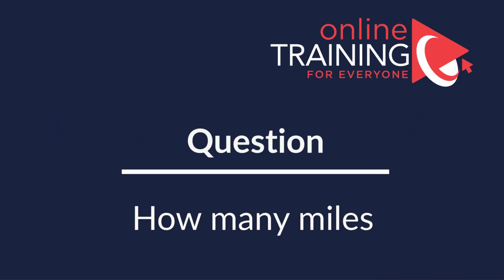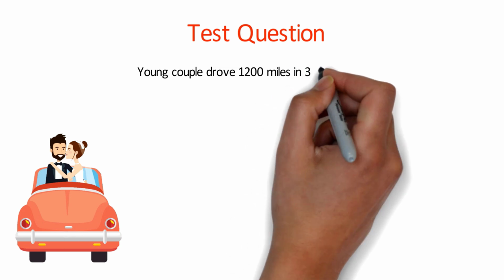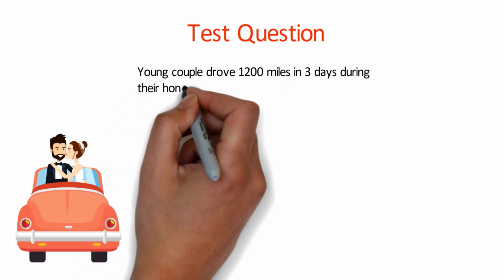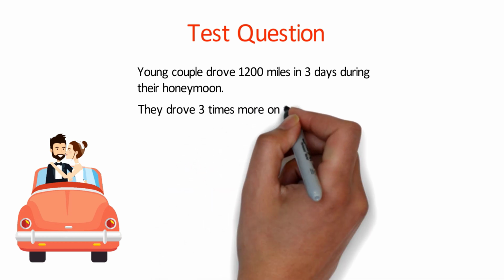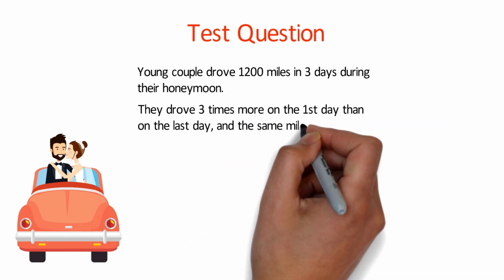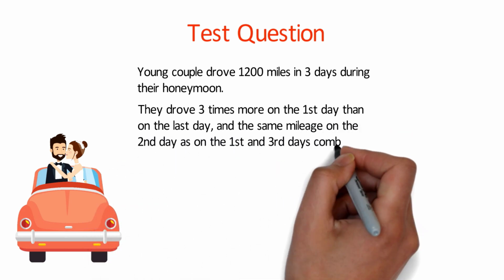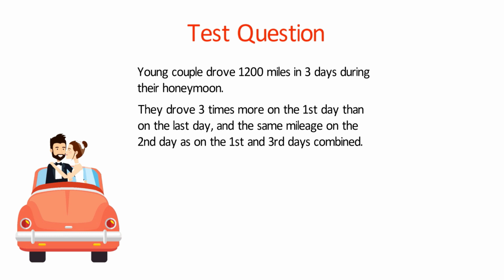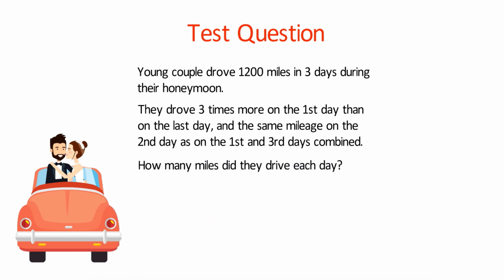Here's the cool question, variations of which we frequently see on the test. A young couple drove 1,200 miles in 3 days during their honeymoon. They drove 3 times more on the first day than on the last day, and the same mileage on the second day as on the first and third days combined. How many miles did they drive each day?